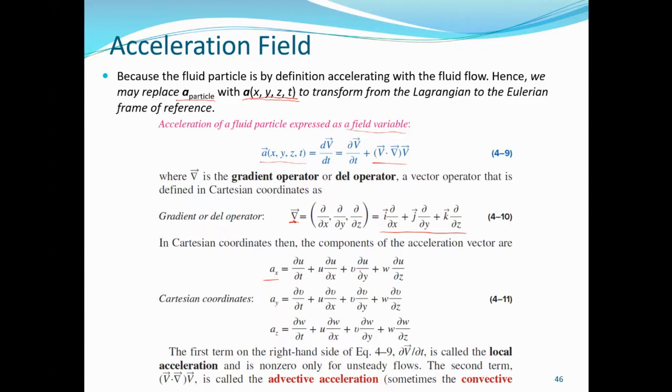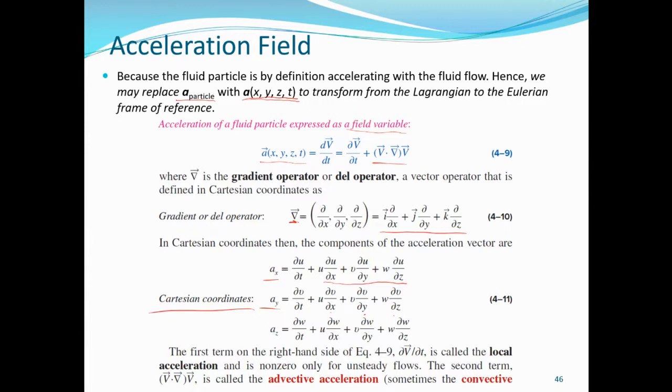So u, v, and w will vary with respect to x, y, z. But here you have del u, del v, del w, with v throughout as the numerator, and then we have x, y, z, because u, v, and w are all functions of x, y, z. So this is the Cartesian coordinates representation of the velocity field.